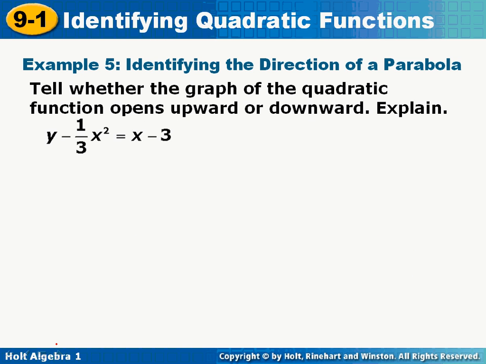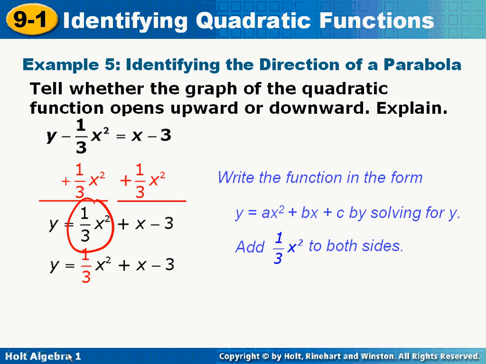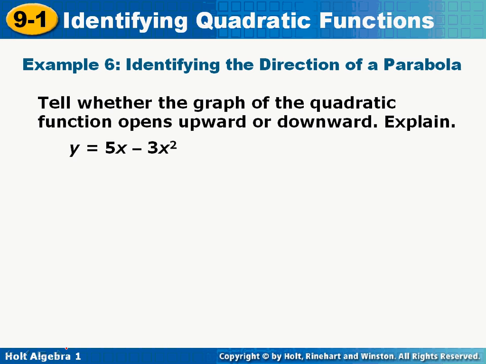All right, let's try this one. Do you think this one opens up or down? Well, when you first look at it, you might think that it goes down because it's a minus. However, you do have to rewrite it in the correct form, and when you move the 1/3 to the other side, it becomes a positive 1/3. So we know that A is equal to 1/3, and since 1/3 is greater than 0, it is going to open up.